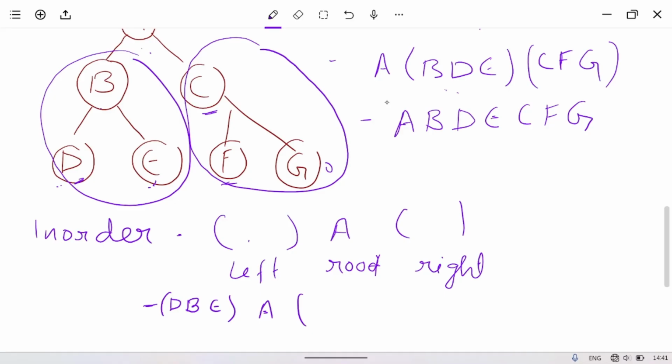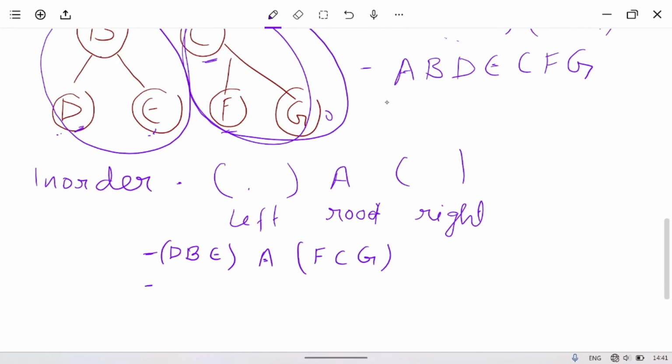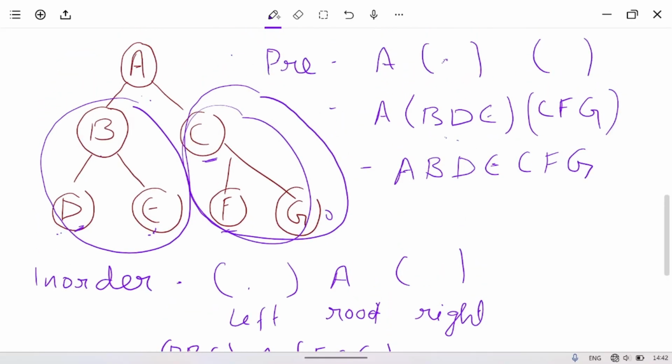Now solve for right. Inorder traversal for this tree: F, C, G. Then what is the inorder traversal? D, B, E, A, F, C, G. This is inorder traversal. Okay. Now solve for this tree. So I will solve post order traversal.